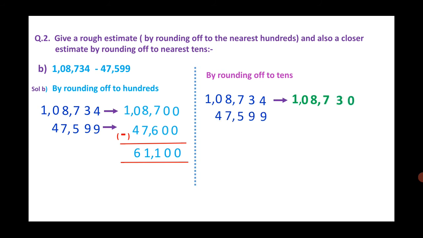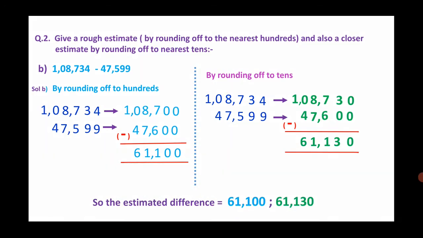Okay, my next number is 47599. Now in the tens place I have 9. To the right of that 9 I have again 9. So 9 is greater than 5, and now I have to add one more. Just see here, children, when I add one more over here, it will turn to 10, and again 10. So we will just carry forward one over here. What will it become? It will become 4, then 7, that 5 will turn to 6, and 9 will become 0. Okay, now we need to subtract, and after subtracting what do we get? We get 61130. So this is our estimated difference.